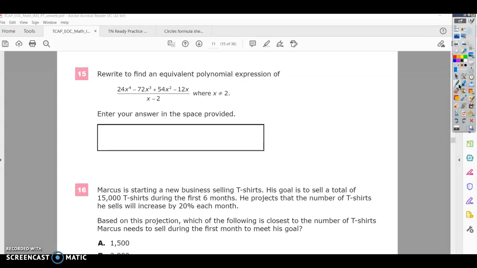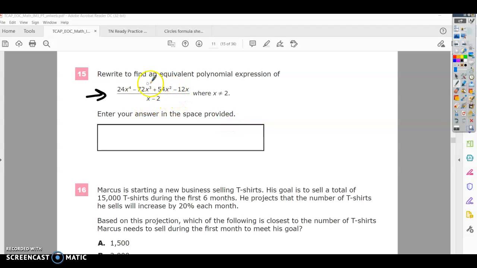This is number 15 of the Math 3 EOC practice test. Rewrite to find an equivalent polynomial expression of this one given, where x is not equal to 2. That just means it'll work because if x were 2, this would be 0, the denominator would be 0, and it would be undefined. So don't worry about this part, just this. Enter your answer in the space provided.